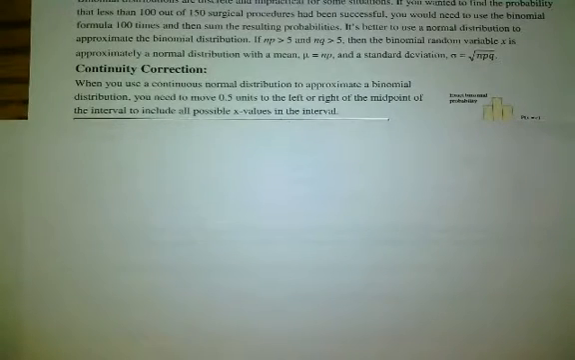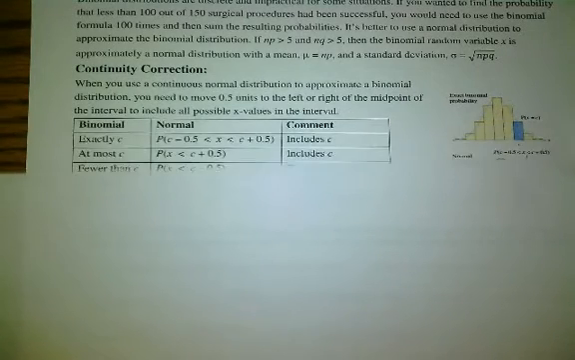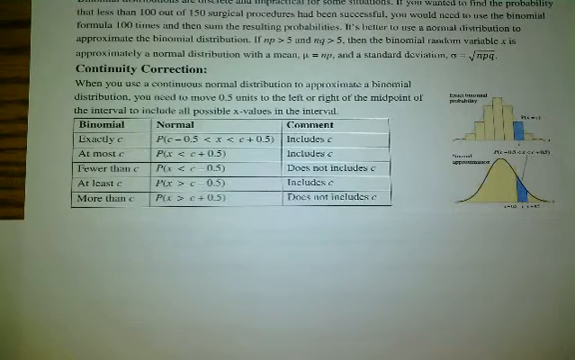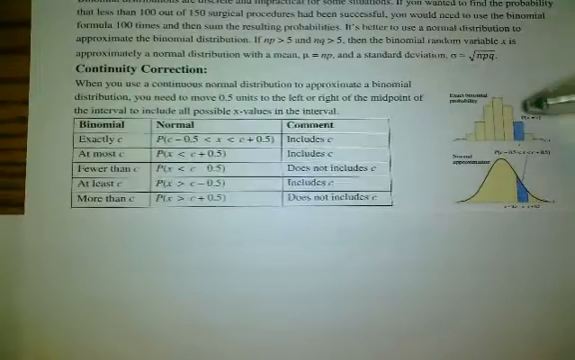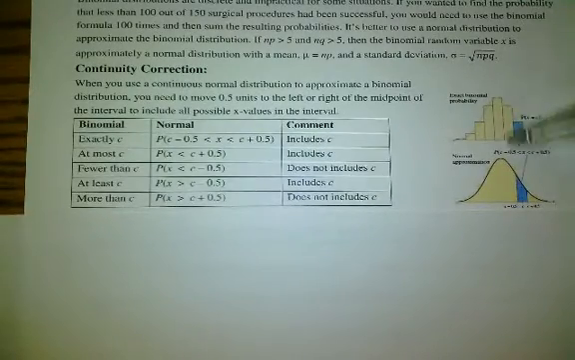Now, it is important to do what's called a continuity correction. When you use a continuous normal distribution to approximate a binomial distribution, basically you move 0.5 units to the left or right of the midpoint value, so that the interval will include all possible x values that you want to. So here we have a little table to help, but again, when you've got a binomial, you're basically finding exact values at the center of each of these intervals.